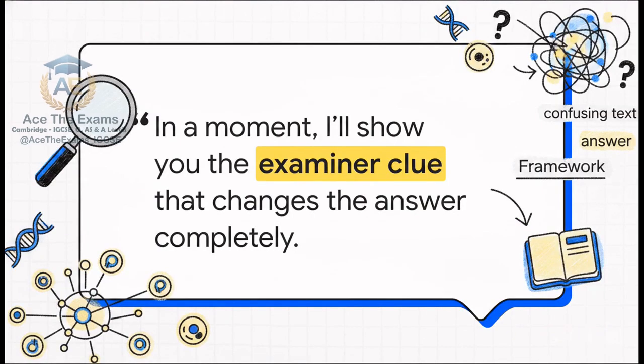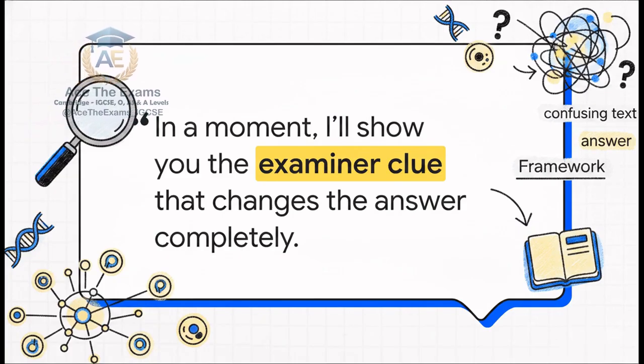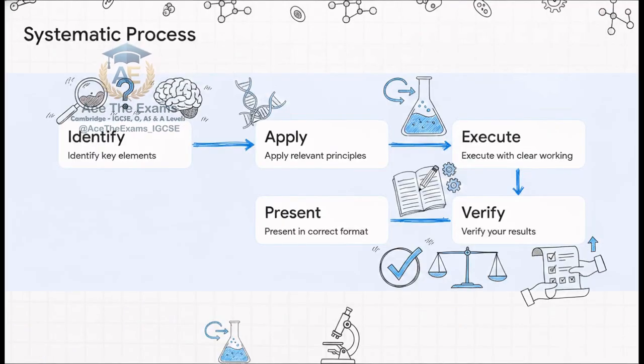Now, stick with me, because in just a moment, I'm going to show you the exact examiner clue that changes your answer completely. And frankly, it'll save you from the absolute most common traps out there. But first, we need to build the framework that actually makes that clue obvious. Because without a system to process the data, even the best clues will just look like extra, confusing text on your exam paper. To effectively process complex exam questions, you really need this 5-part procedural framework.